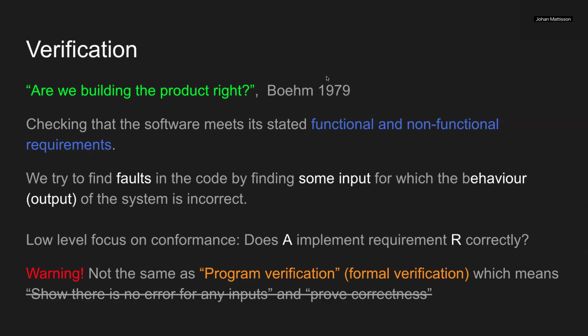So there's something called program verification. That's a totally different thing. It's even more formal. I think that's mathematically formal. So you don't need to worry about that. What you should remember is that validation is like building the right thing. And this is more like, are we building the product right? So verification is, for certain inputs, do we get what we expect, basically.